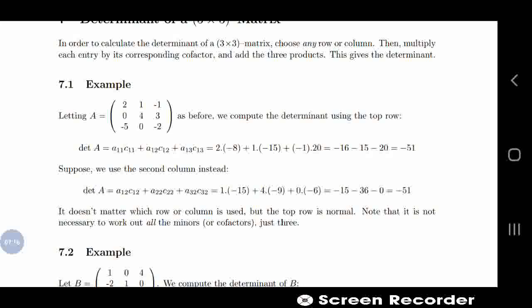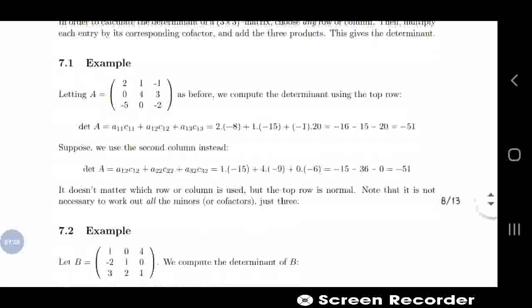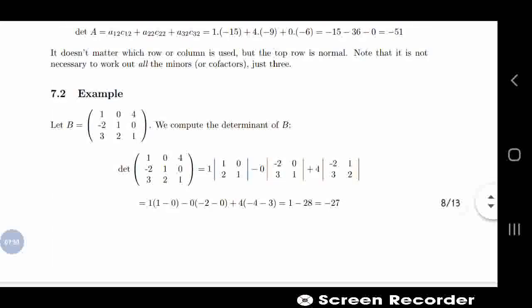If you calculate like this, 1 into minus 15, you will get 4 into 9, you will get like that only. So let us take one example to understand it correctly.